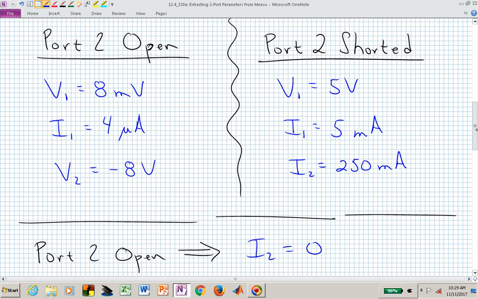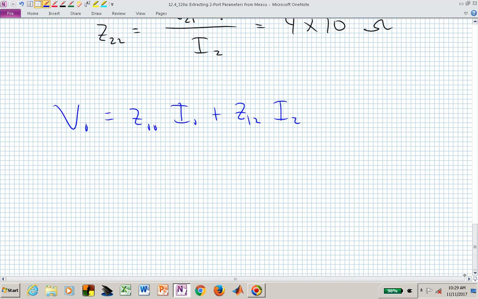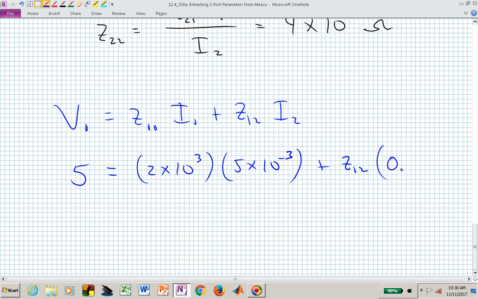And we have V1, I1, and I2 that we've measured in the shorted condition, and we've calculated already Z sub 11. So now if we plug in those numbers, we have 5 is equal to 10 to the 3, that's Z11, times I1, which in the shorted condition was 5 milliamps. We don't know Z sub 12, but that's what we're trying to find. And that is multiplied by I sub 2, which is 250 milliamps, or that's just 0.25 amps.